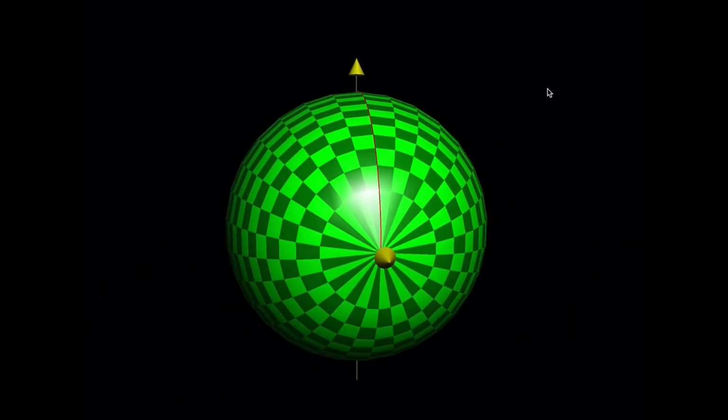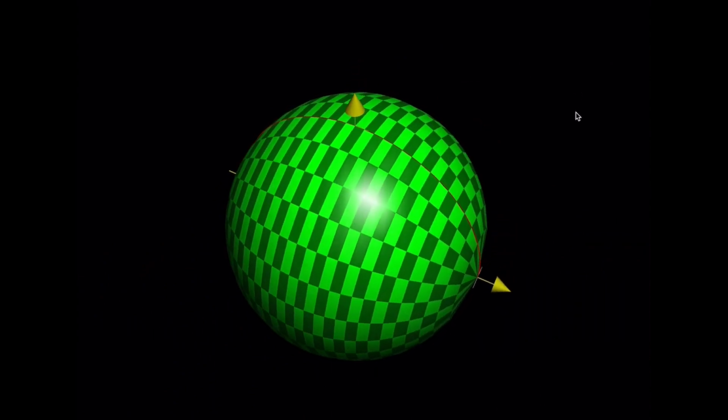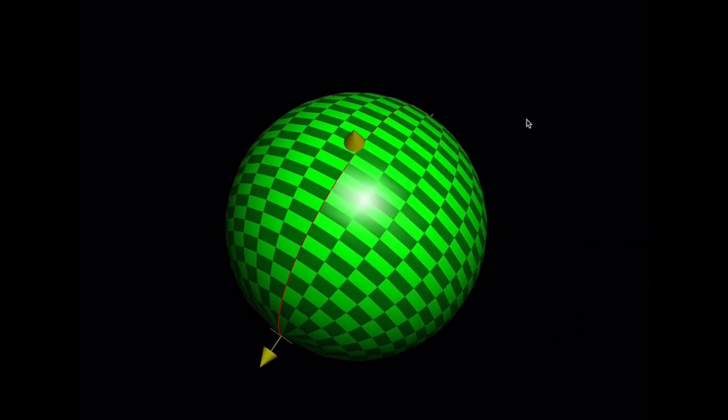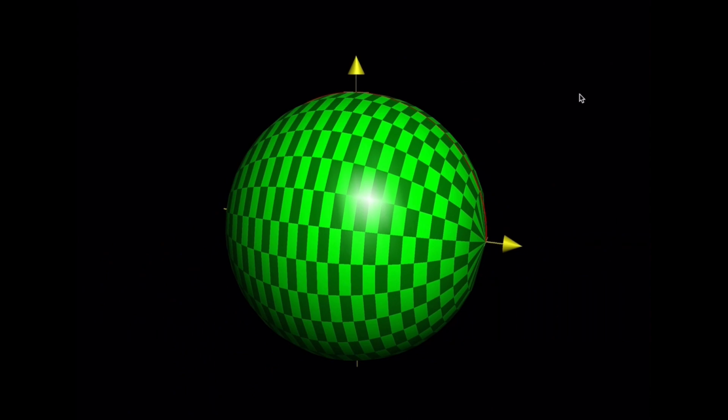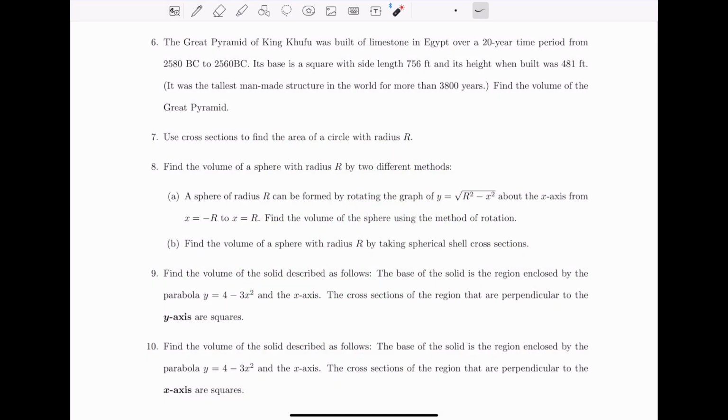So using the power of solids of rotation with calculus, we can find the exact volume of a sphere. Now let's find the volume of a sphere using a different approach. We'll get the exact same formula, but we'll have a different integral to set it up, and a completely different way of thinking about the problem. Let's find the volume by taking spherical shell cross sections.